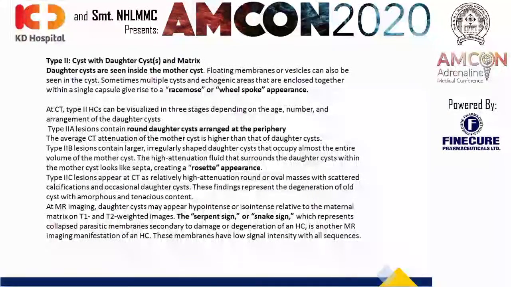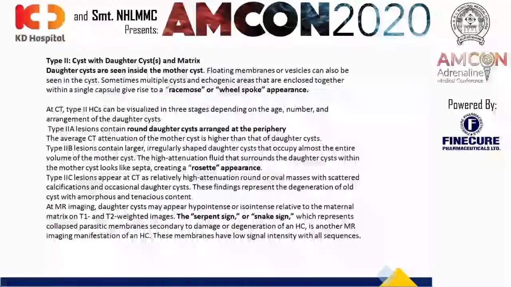Type 2A lesions contain round daughter cysts arranged at the periphery. The average CT attenuation of the mother cyst is higher than that of a daughter cyst. Type 2B lesions contain large irregular shaped daughter cysts that occupy almost the entire volume of the mother cyst. The high attenuation of the fluid that surrounds the daughter cysts within the mother cyst looks like septa, creating a rosette appearance. Type 2C lesions appear at CT as high attenuation areas with scattered calcification and daughter cysts. This finding represents the degeneration of the old cyst with amorphous and tenacious contents.